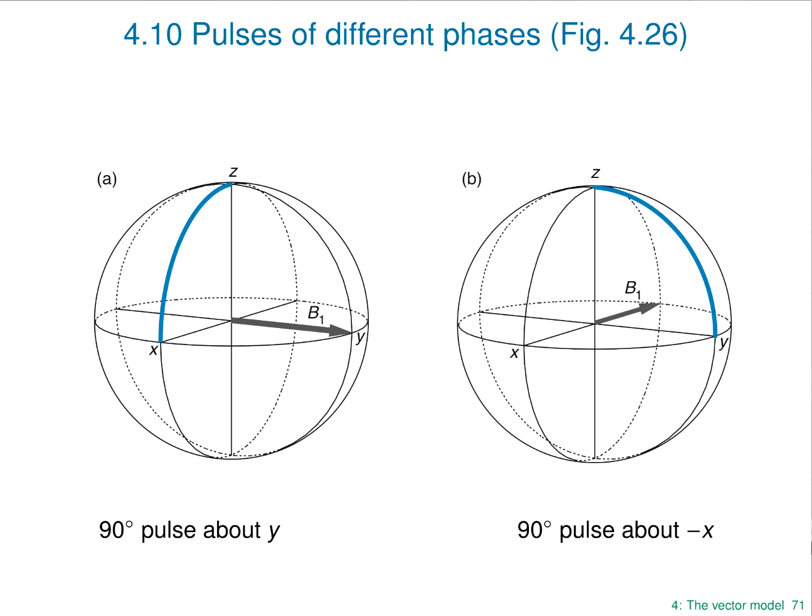And if you want to, you can do something like a 90-degree pulse about minus x. So there the magnetic field is pointing along minus x, and if you grasp the field with your fingers, you'll see that that will rotate z to plus y. So you don't have to apply the pulses about x, you can apply them about any axis you like, but you need to use this sphere to work out what's going to happen.